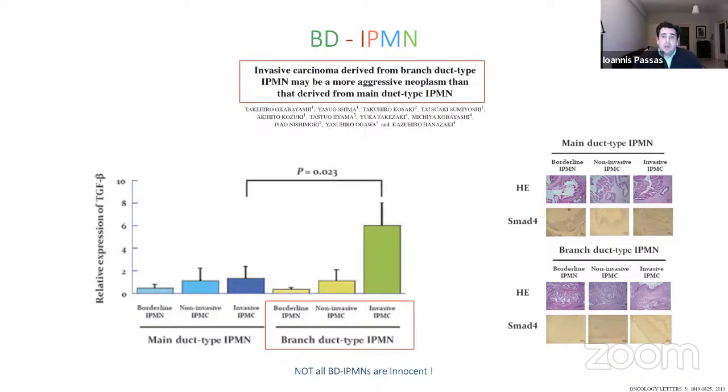So we need to select them, because as I've said to you before, the risk of invasiveness of a branch duct IPMN may be low, but when it's invasive, we've seen that it has such mutations that it becomes a very aggressive cancer. So maybe low risk, but when the risk comes, it's devastating.